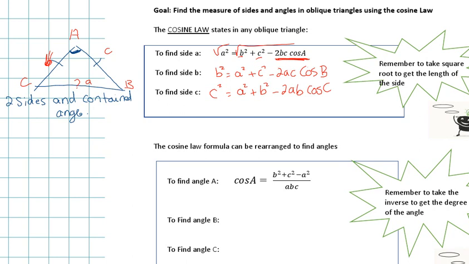I told you there are only two cases to use a cosine law. The second case is if you are given all three sides.